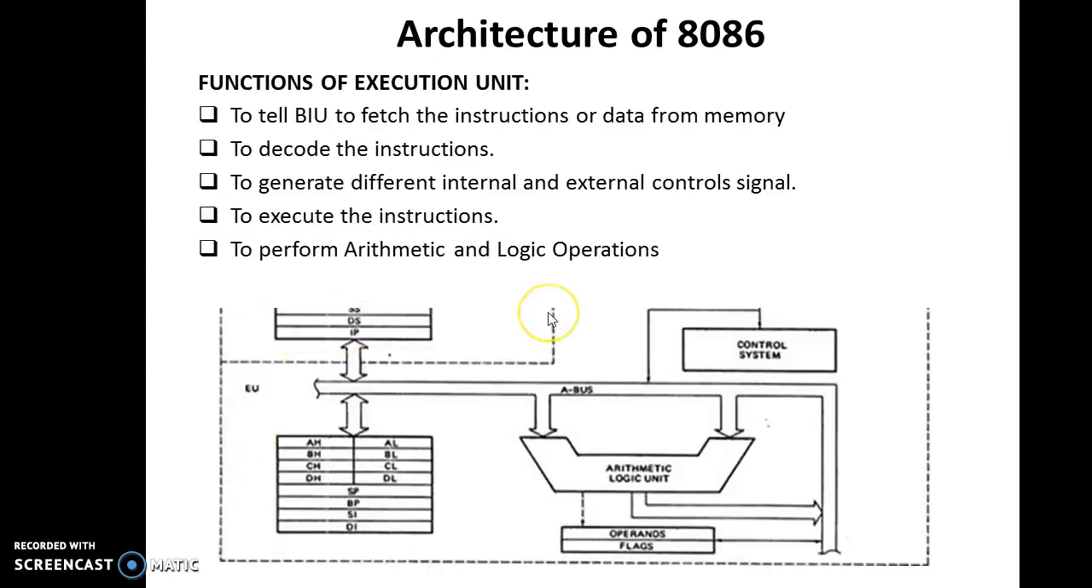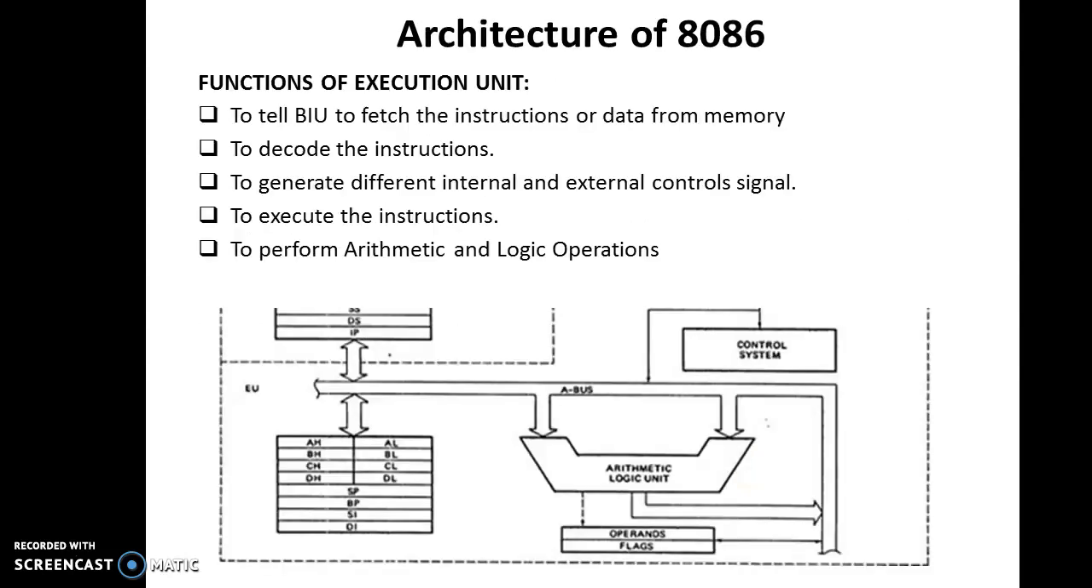Next is the execution unit. Functions of the execution unit are to tell the bus interface unit to fetch the instructions or data from memory, to decode the instructions, to generate different internal and external control signals using the control system block, to execute the instructions, and to perform arithmetic and logic operations using the ALU.